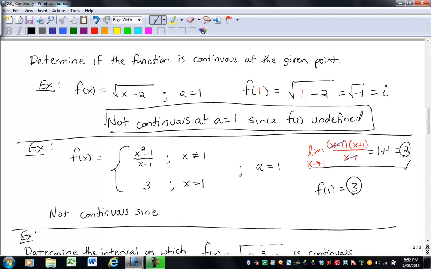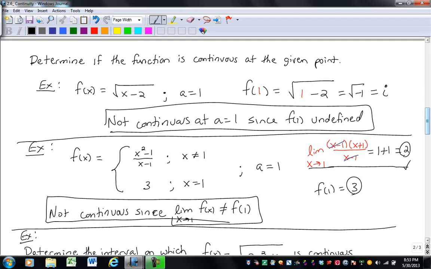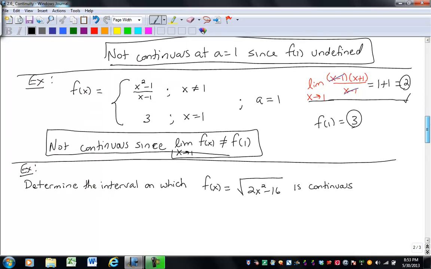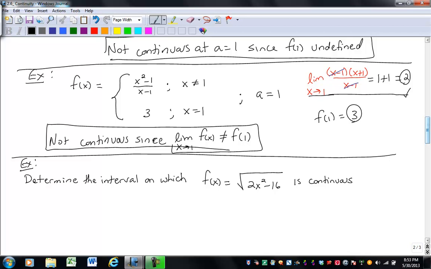So it's not continuous since the limit as x approaches 1 of f of x doesn't equal the y value there. So that's where the third condition fails. We found a y value, we found a limit. They just weren't the same thing.